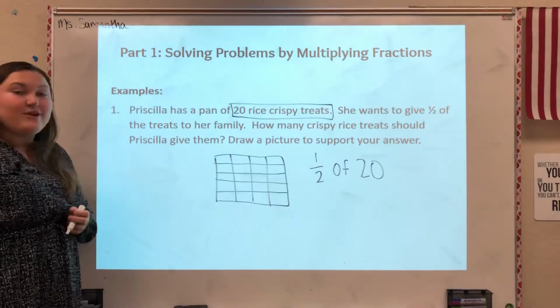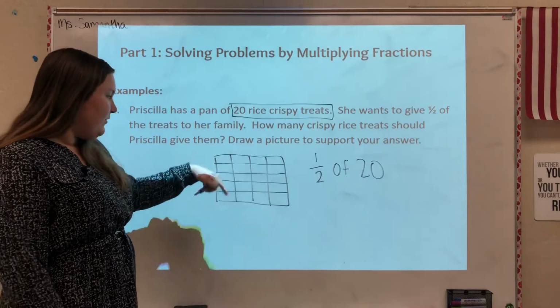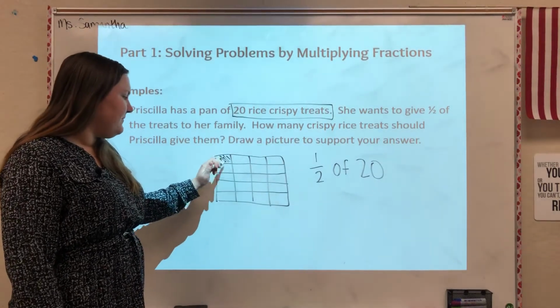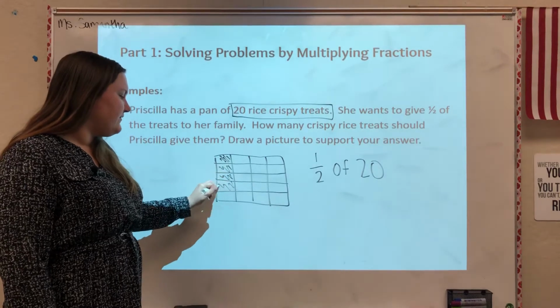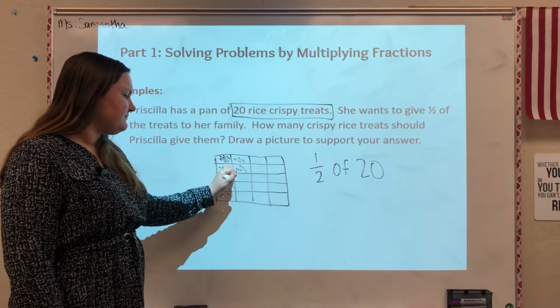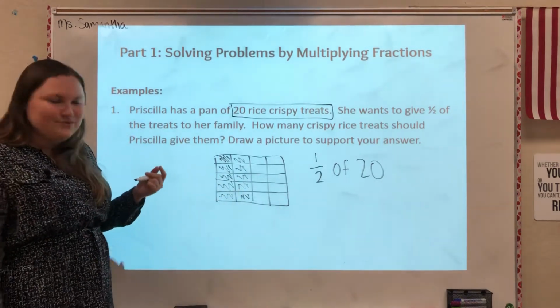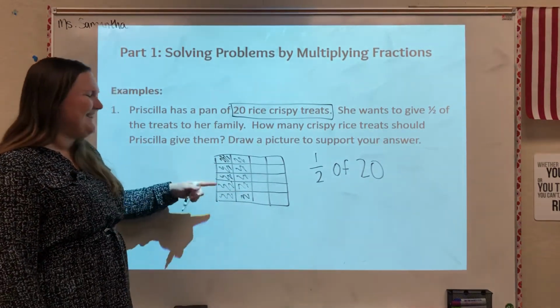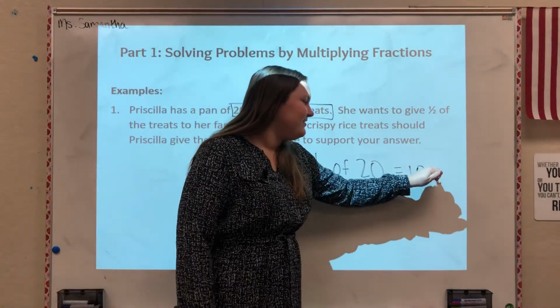Now you might already know that, or if not, you might be able to look at this picture and figure out, well, half of those 20 treats would be, we've got 4 columns right now, that would be 2 of those columns, like that, which would end up being 20, sorry, not 20, that would end up being 10. It's 10 treats.